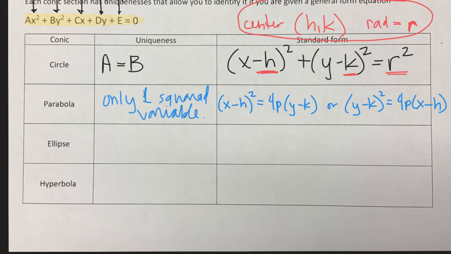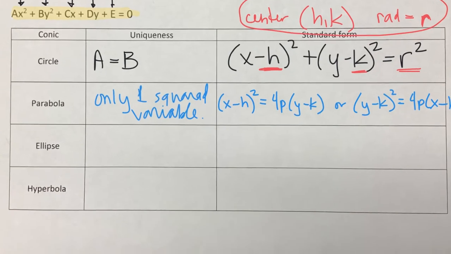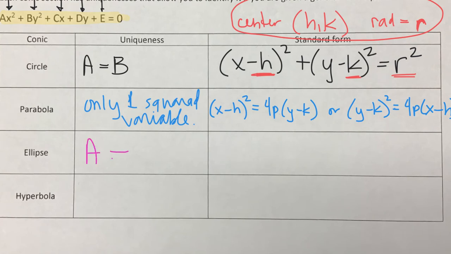Okay, ellipses. You can notice that something is an ellipse if you have an a value not equal to a b value. Okay, your x squared coefficient is not equal to your y squared coefficient. If they are different, then you have yourself an ellipse. Okay, and this is what the standard form of an ellipse looks like.